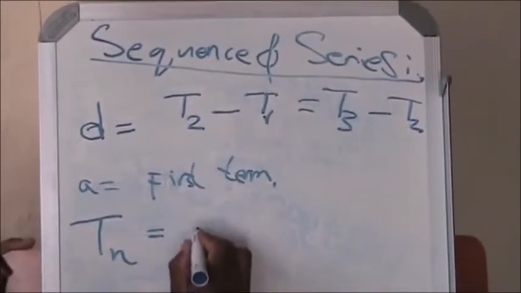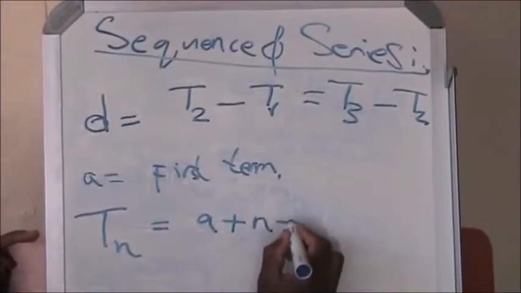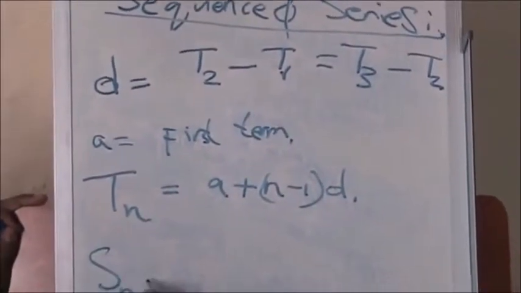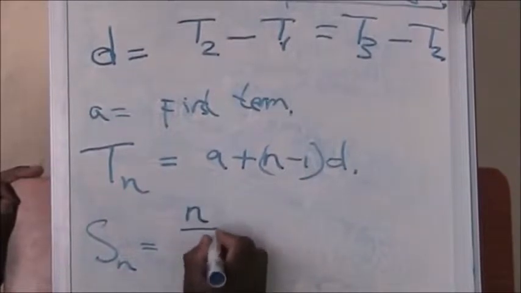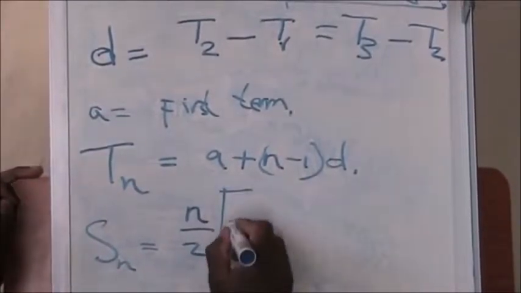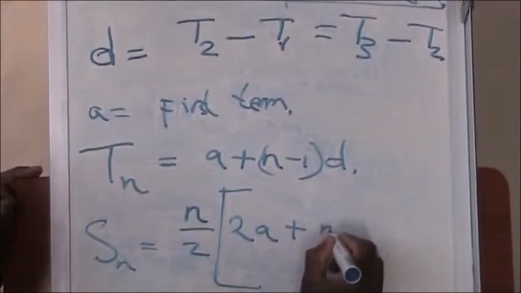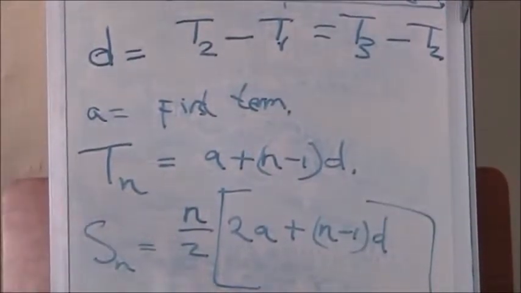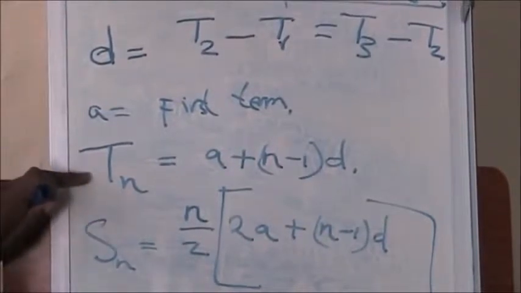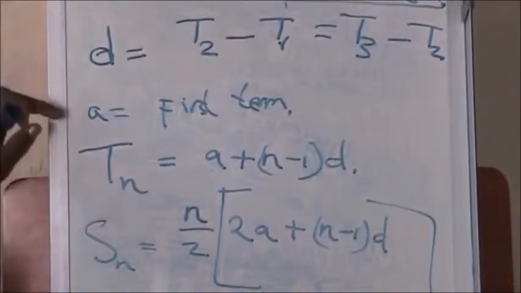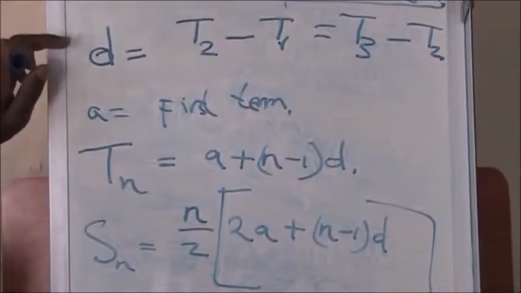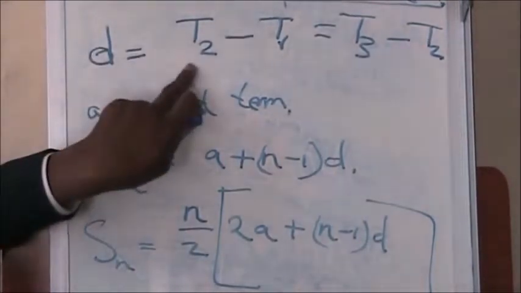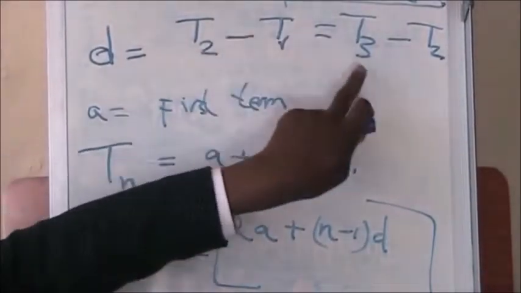Tn is equal to A plus n minus 1 into D. And the sum of terms is equal to n over 2 into 2a plus n minus 1 into D. These are the formulas we use to calculate the sum, and the formula we use to calculate the number of terms or the nth term. A is always equal to the first term. D is the common difference, which is equal to successive term minus previous term. That is T2 minus T1 or T3 minus T2.